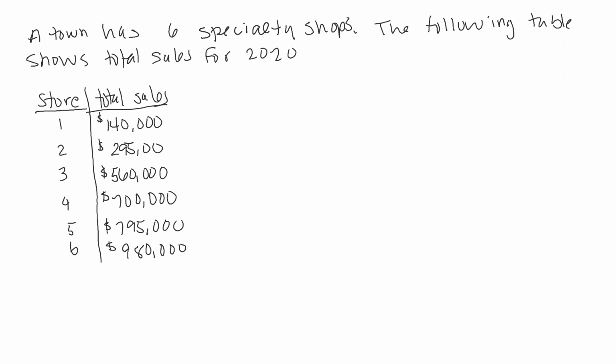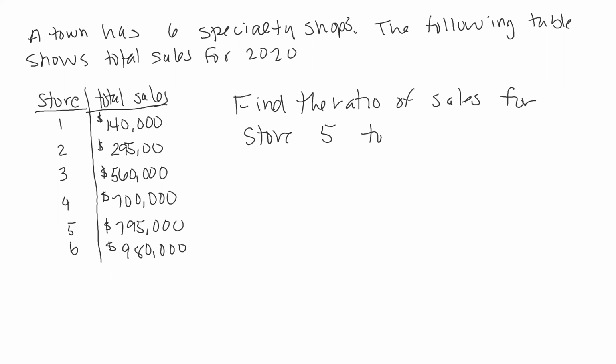So I could ask you tons of questions based on this table. I could ask you the ratio of a particular store to the total sales for all 6 stores. I could ask you for ratios between any 2 pairs of stores, and that's what I'm going to do in this case. Find the ratio of sales for store 5 to store 1. So basically we want the sales for store 5 over the sales for store 1.